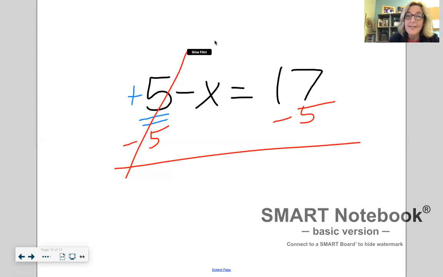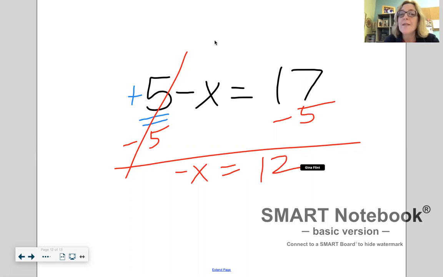And so that is a 0 pair, but we're left with a -x at this point, right? Because that negative sign goes with the x. And now we have 17 minus 5 is 12. Now, this doesn't give us a solution. It gives us the opposite of the solution, right? It's a -x. And so the coefficient of this x is -1.